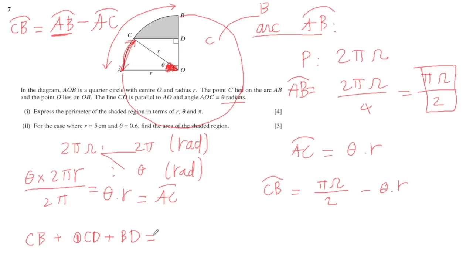BC is pi r divided by 2 minus phi times r, CD is r times cos phi, and BD is r times (1 minus sine phi). Okay, you can simplify here by taking r outside, and then you will get the answer. Here is my answer to this question.